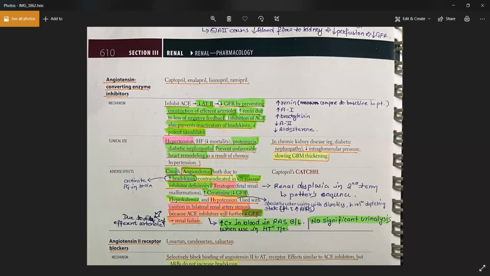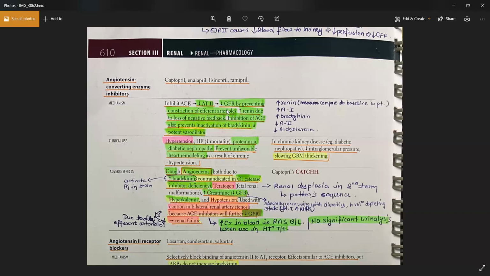Okay, and I told you also that this angiotensin 2 will also cause the vasoconstriction of the efferent arteriole, remember? Yes. So by inhibiting this angiotensin 2, I will be having a dilation of the efferent arteriole. Okay. Now the renin will be increased, angiotensin 1 will be increased. Okay, because of loss of negative feedback by the angiotensin 2, you will be having an increase in the renin and increase in the angiotensin 1.